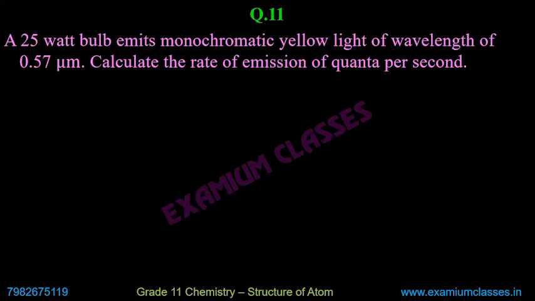Next one. A 25-watt bulb emits monochromatic yellow light of wavelength 0.57 micrometer. Calculate the rate of emission of quanta per second. Who will tell me the answer of this question? We are doing this question the second time.